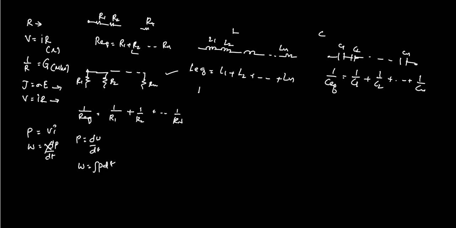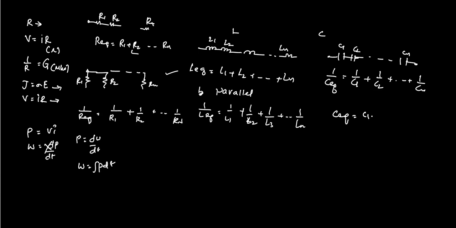Whenever inductance is in parallel, the voltage is the same. 1 by L equivalent equal to 1 by L1 plus 1 by L2 plus 1 by L3 up to 1 by Ln. So this is inductance in parallel. Whereas capacitance in parallel is like series: C equivalent equal to C1 plus C2 up to Cn. This is what we have to observe while writing for capacitance. Inductance and resistance are the same, so kindly observe the capacitance.